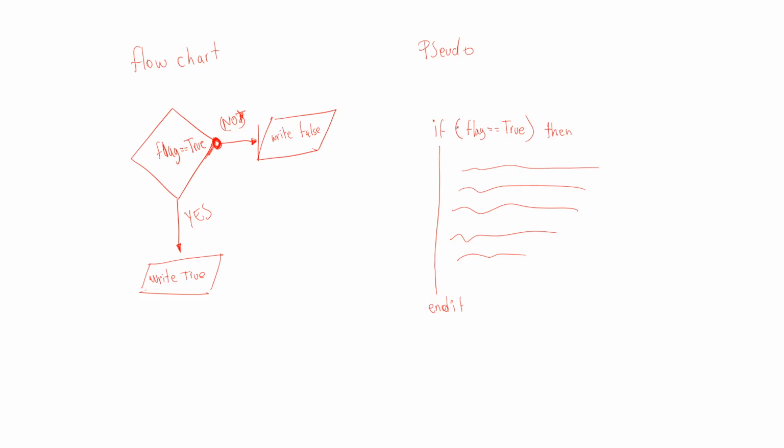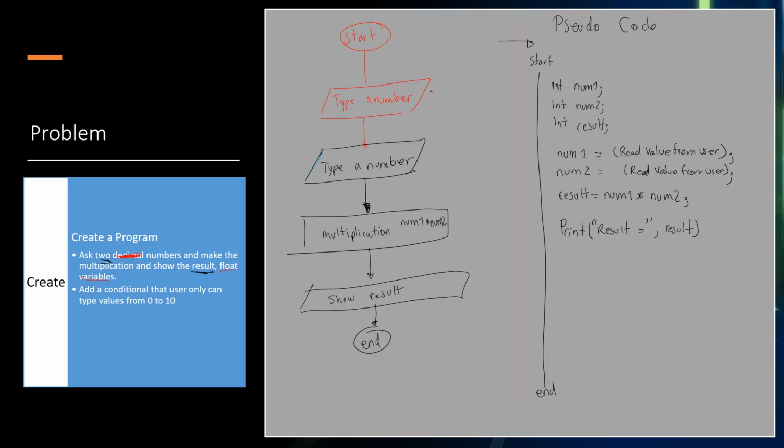Then in pseudocode, which is closer to your programming, we can use it to translate to another language, and you will see how we'll do it in the next video. We have if flag is equal to true, then execute this block of lines and finish the if. So this is how we are going to do it. And now let's go to the first exercise.